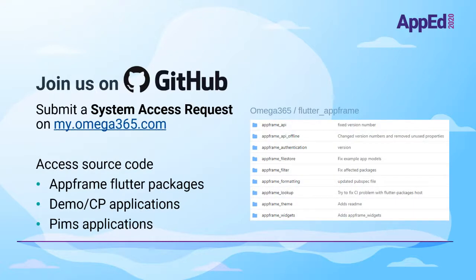All of the Flutter related source code is stored in GitHub. And if you have an idea for an app or just want to make a pull request, you can submit a system access request on my Omega 365. You'll be able then to see the main Flutter Appframe repository on the right here that contains the core packages we offer. We can also see the demo application and the certification program applications, as well as existing Pims application source code to poke around.